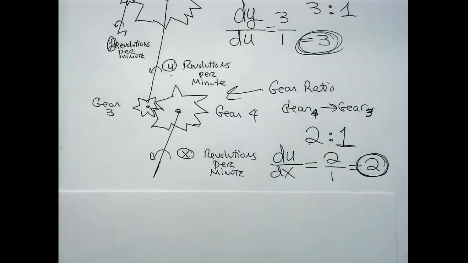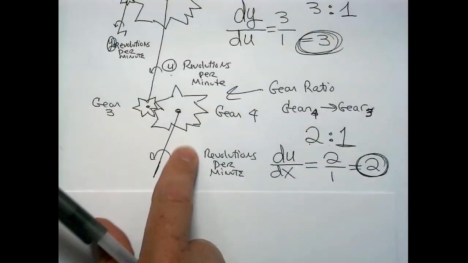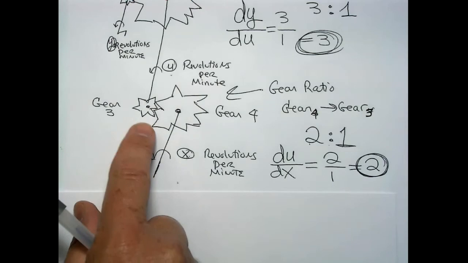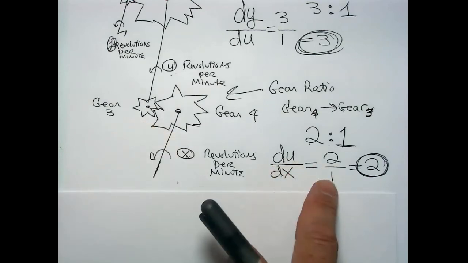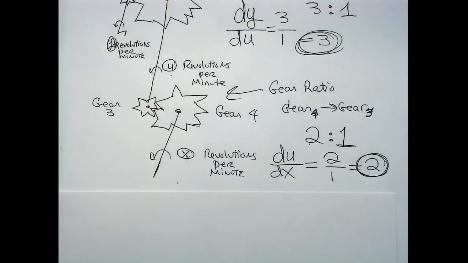So we've already done some derivatives on this. Derivatives are rates of change. How does one variable change with respect to the other? In this case, this is turning with speed u. This is turning with speed x. And so du dx would be 2 changes in u get me 1 change in x. So du dx would be 2.